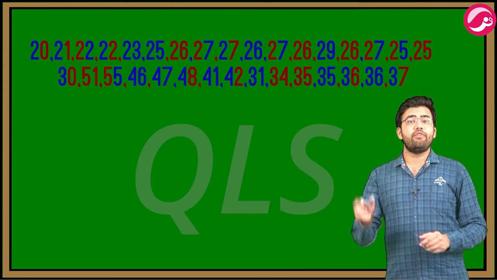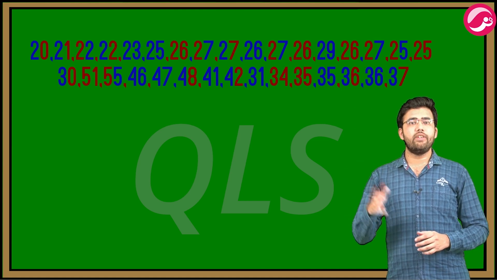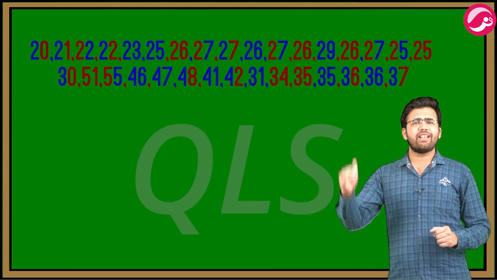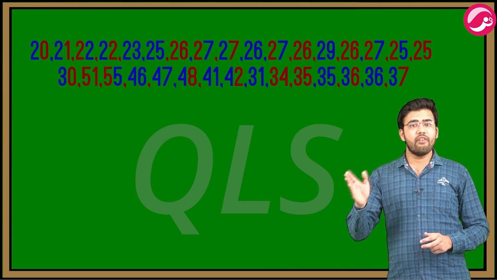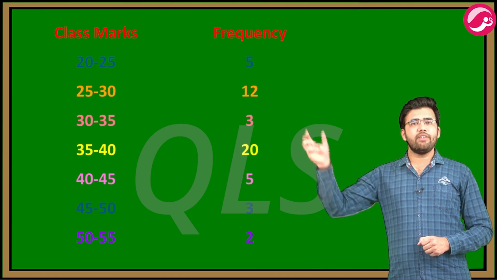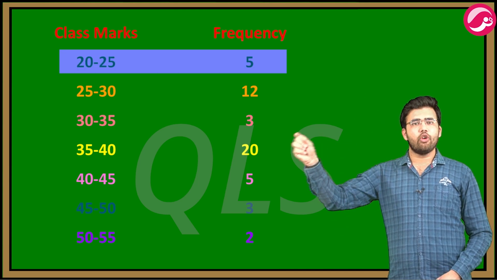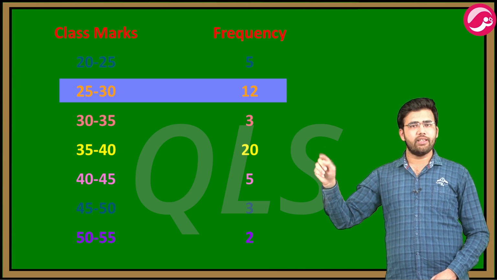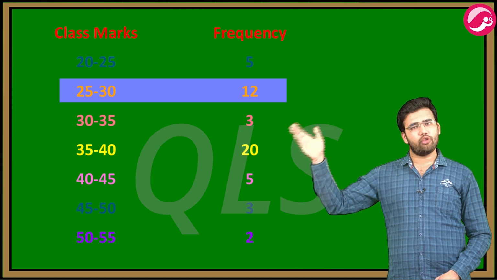If we draw the frequency distribution based on individual marks, it will be very difficult to understand the data. So, for convenience, we can group the marks in equal intervals and draw a frequency distribution table as you can see. Class marks and frequency are given. For the class mark 20 to 25, frequency is 5. When class mark is 25 to 30, the frequency is 12. So here you can see in the table, class marks and frequency are given.